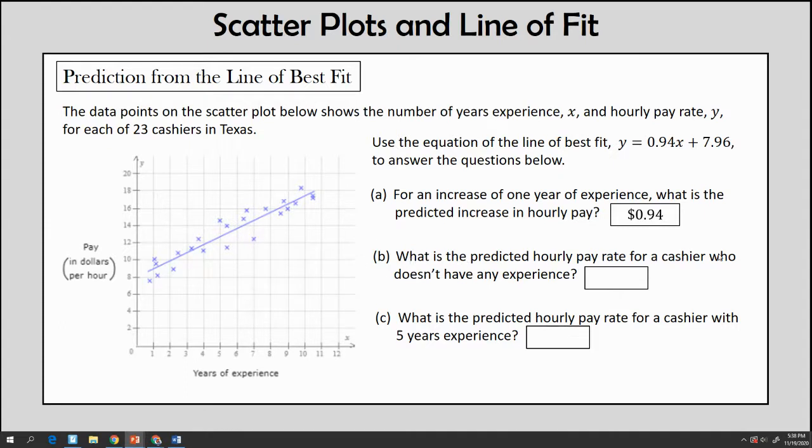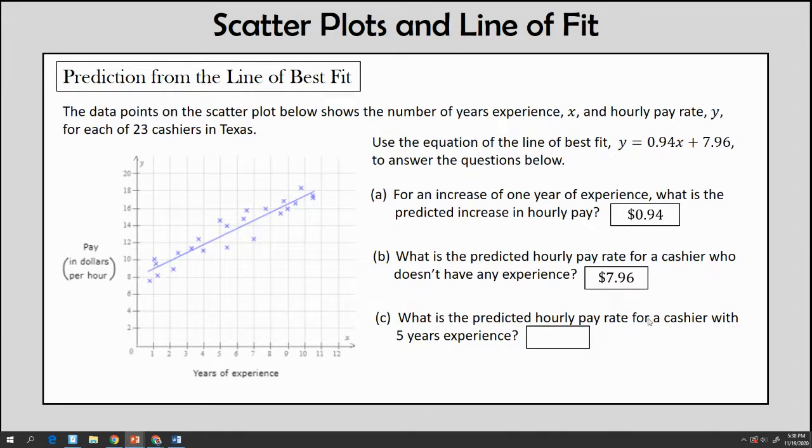What is the predicted hourly rate for a cashier who doesn't have any experience? Now take our equation and put 0 in place of X. No experience, 0 years of experience. That will cancel it out. And guess what you're left with? That's the y-intercept. So at 0 years of experience, that's where we would expect the line to cross the y-axis. We're expecting it to be at about 7.96. So if you have no experience, you're going to start making about $7.96 per hour.